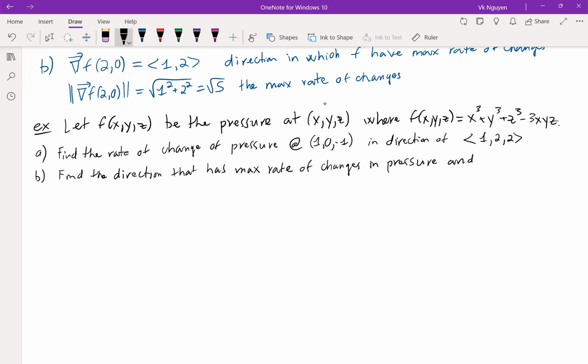And the maximum rate of change is in pressure. At, well, 1, 0, -1. I think by yourself you can do this one.